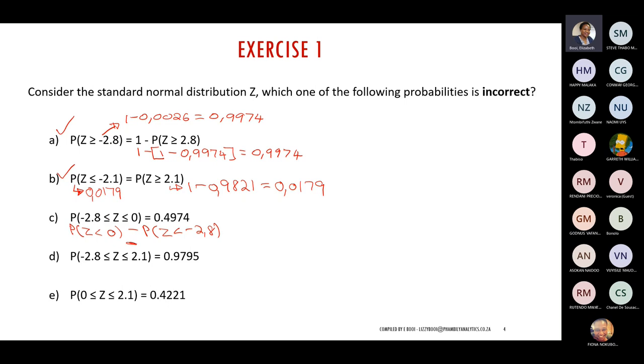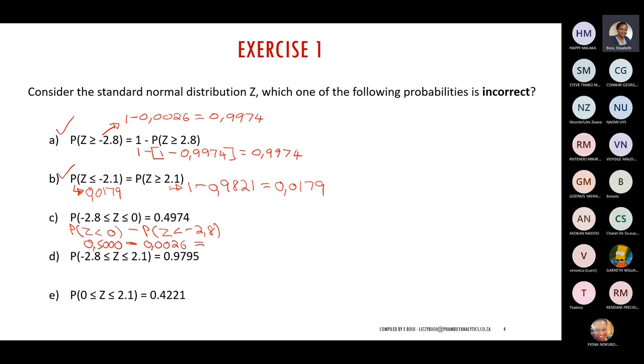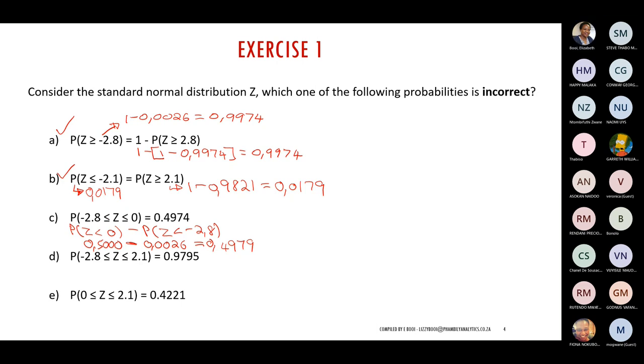What is that on the table? Zero. Okay, for the zero, 0.5000, yes. And for the minus 2.8, we did find it. It was 0.0026. So subtract one from the other. Right? Which is the same as the left-hand side. So it also is correct.